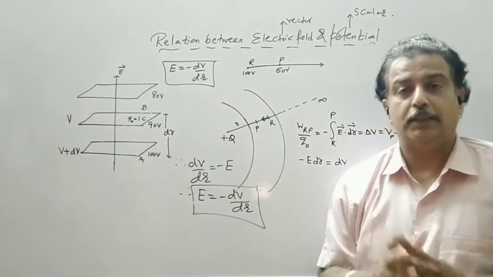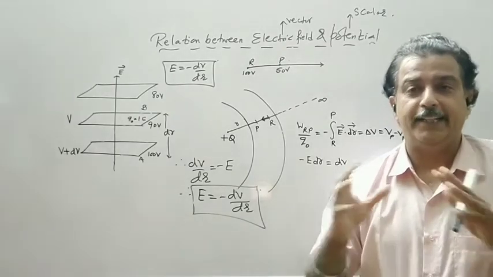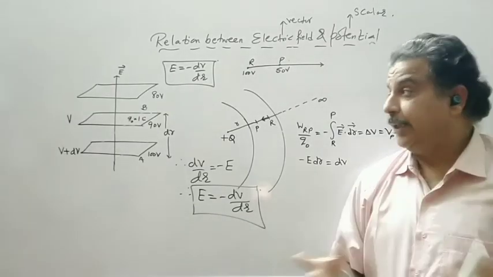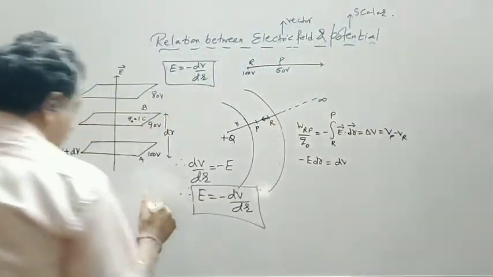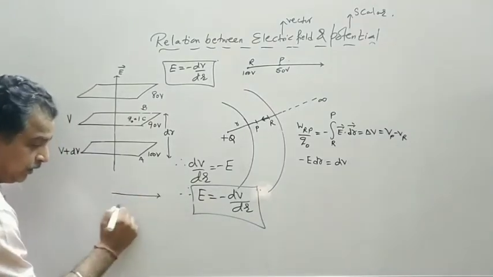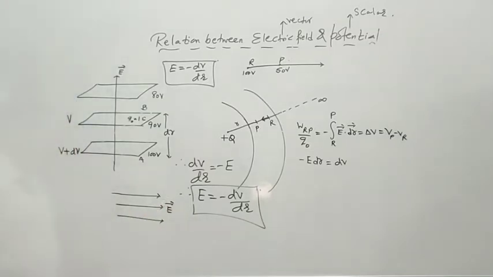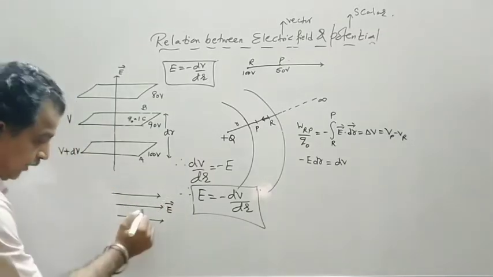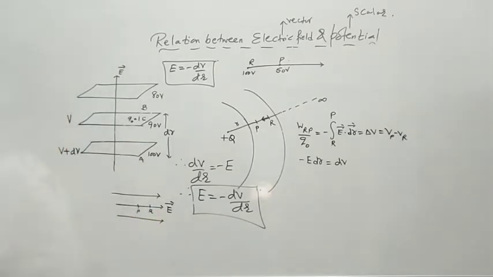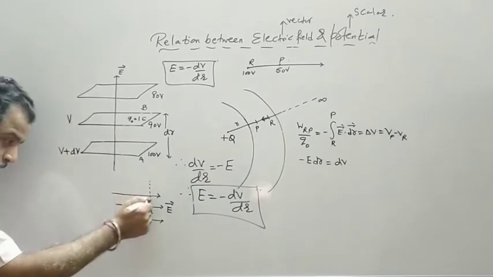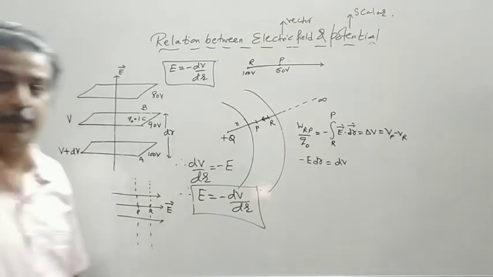But it is not necessary that I always move radially or opposite to the field. It may be possible that I move making an angle theta with the field. Suppose this is the electric field intensity. Now it is okay if I move from point R to point P. So what will be the situation? This is the equipotential surface plane. This is the equipotential surface plane.